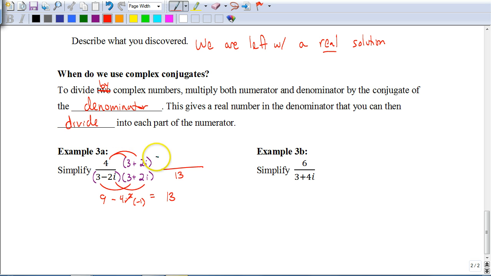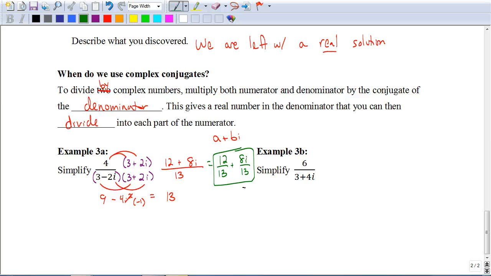In our numerator we're going to take 4 times 3, which is 12, and 4 times 2i, which is 8i. Now for our answer, we want to leave it in the form a plus bi. This is one giant fraction, and I want to break it up into two smaller fractions. So we're going to write this as 12/13 plus 8i over 13, or 8/13 times i, same thing. You want to check whether either of those pieces can be reduced any further. 12/13 can't be reduced, 8/13 can't be reduced, so we would leave this as our final answer.